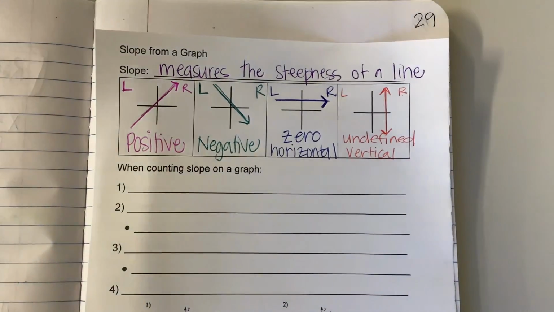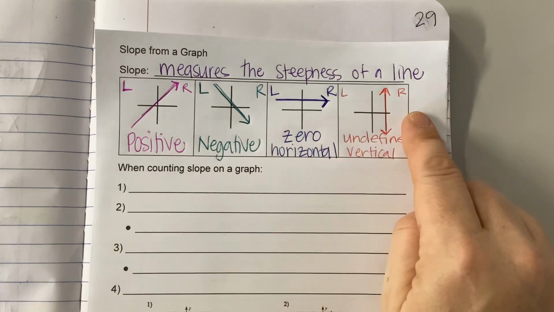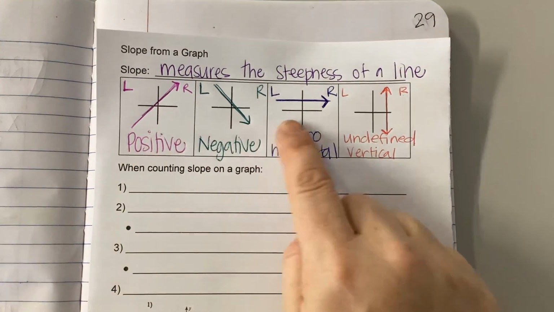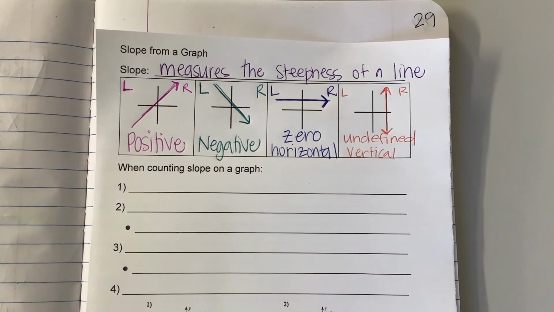Inside of these types of slopes, there are varying degrees. Can you have a really, really steep positive hill? Yes. Like mountain climbing? Whew. Or you could just encounter a little tiny hill. Barely noticeable. There are different levels.